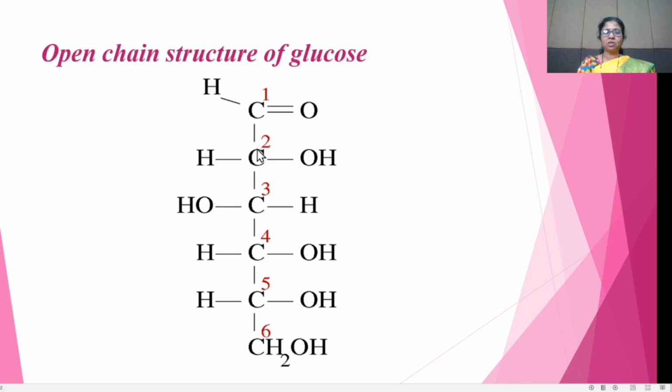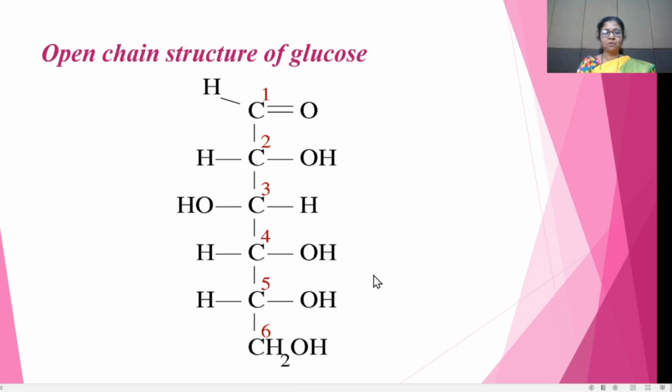Then the formation of penta-acetyl glucose indicates that there are 5 OH groups, and these 5 OH groups are attached to different carbon atoms. See here, these 5 OH groups are attached to different carbon atoms. Then there is the formation of saccharic acid. This reaction indicates that there is one primary alcoholic group. This is the primary alcoholic group.